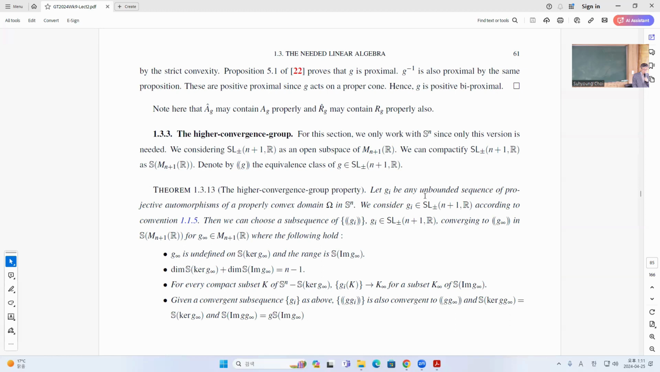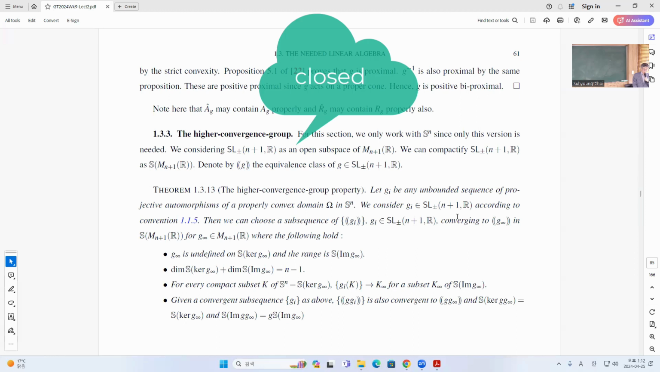So if you have an unbounded sequence of projective automorphisms, you can consider these as in SL(n+1, R), and you can always take the subspace of the matrices normalized, up to positive scalar, because there's a one-to-one correspondence here. Sorry, this is not an open subset, it's a closed subset, right? Sorry about the mistakes here.